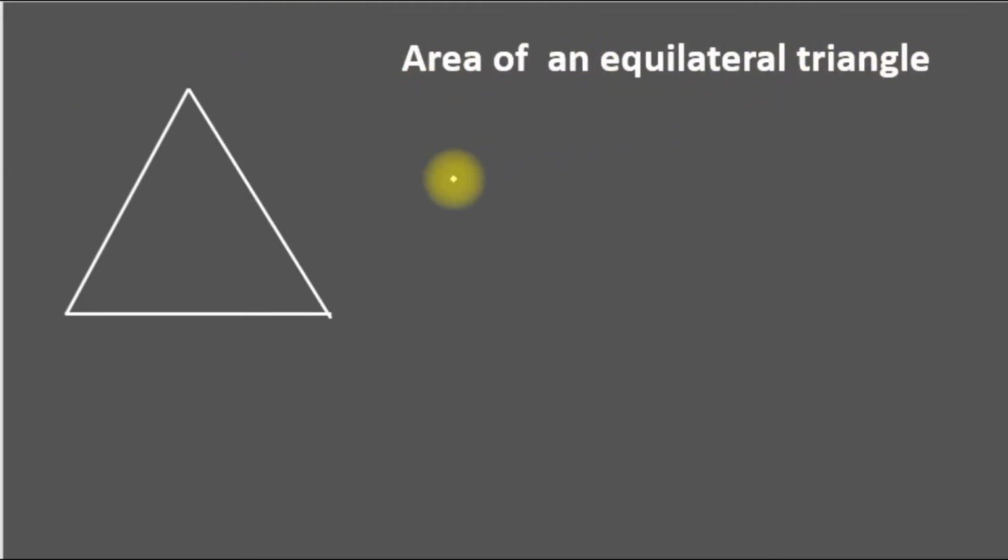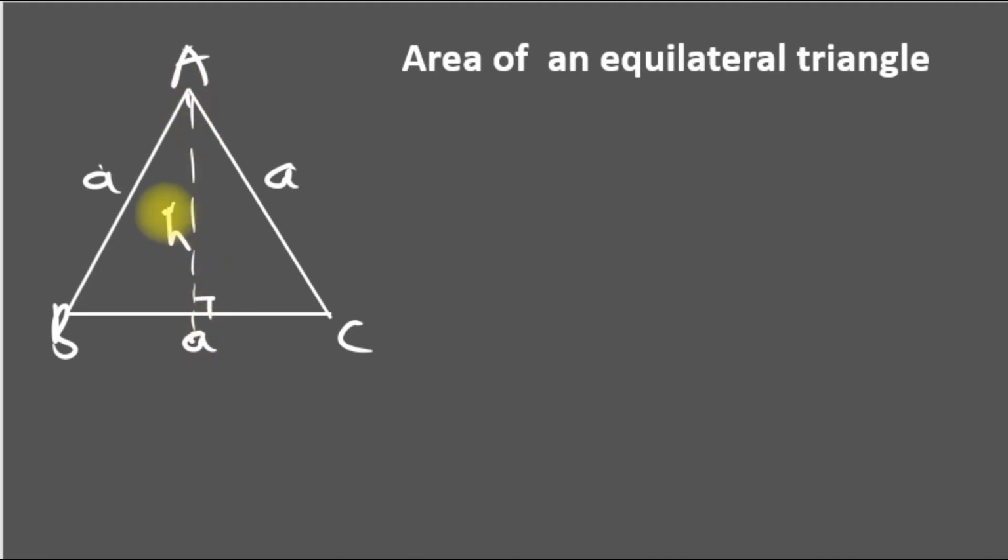Area of an equilateral triangle. If you have a triangle A, B, and C, it is equilateral if all the sides are equal, they are congruent. So here is A, here is also A, here is also A. Assuming the height, let's call this H. Since the sides are equal, each of the interior angles is 60 degrees. So this is 60.